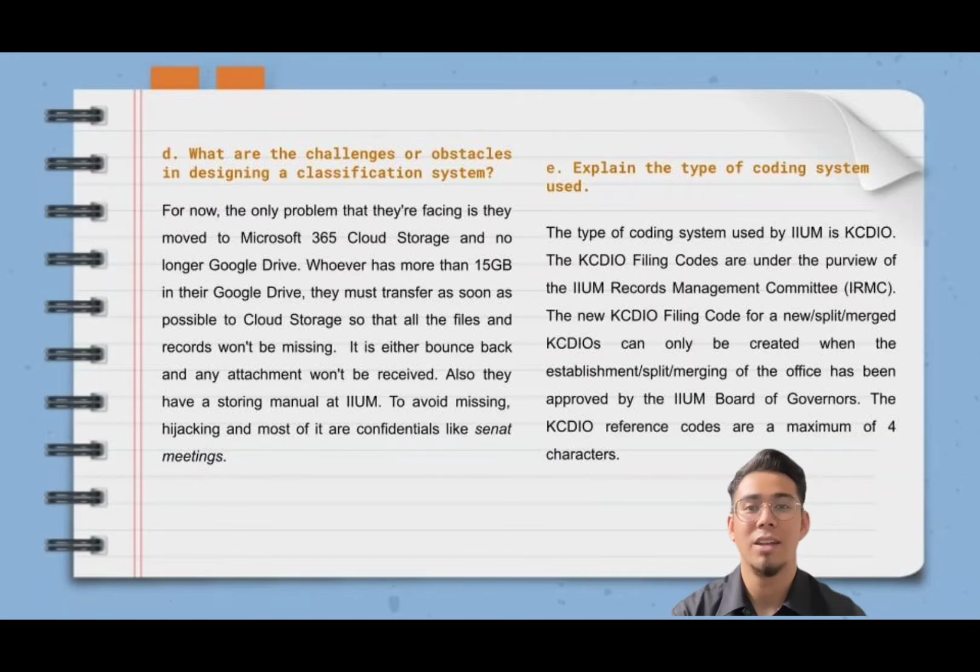Next question is explaining the type of coding system used. The type of coding system used by IIUM is KCDO. The KCDO filing codes are under the purview of the IIUM Records Management Committee. The new KCDO filing code is for a new split or merge. KCDO codes can only be created when the establishment or merging of the office has been approved by the IIUM Board of Governors. The KCDO reference code is a maximum of 4 characters.